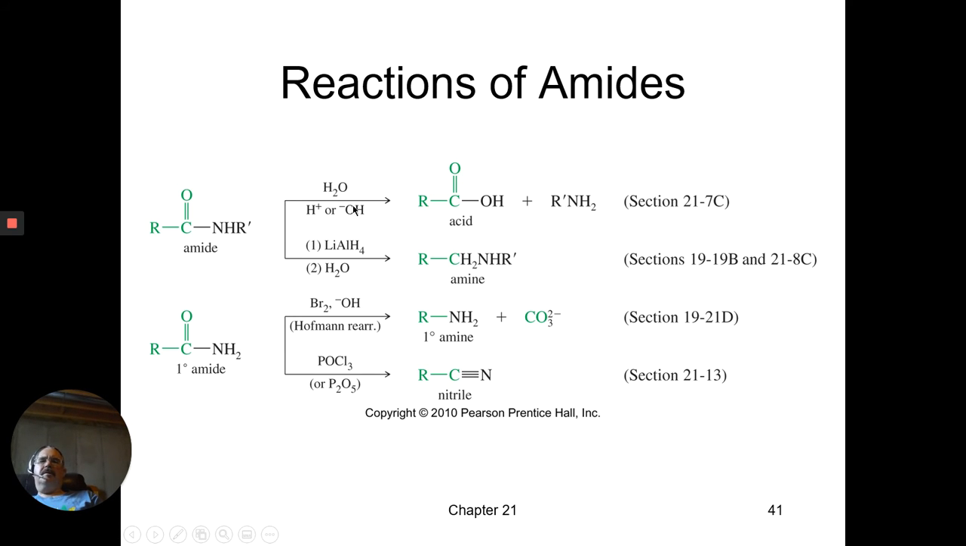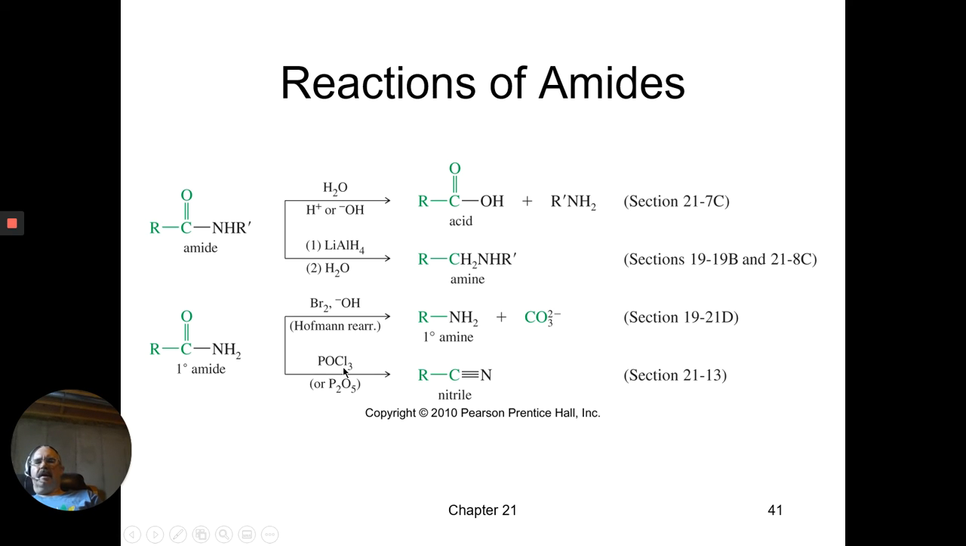Amides can undergo hydrolysis to carboxylic acids or carboxylates, depending on whether we're doing it in acidic or basic solution. They can be reduced with lithium aluminum hydride to amines. This is a reaction we looked at back in the amines chapter. That's the Hoffman rearrangement, where the difference between this one and the one above it is that we have one less carbon than what we started with. That's eliminated as carbonate. And then this is a new reaction that we'll look at momentarily.